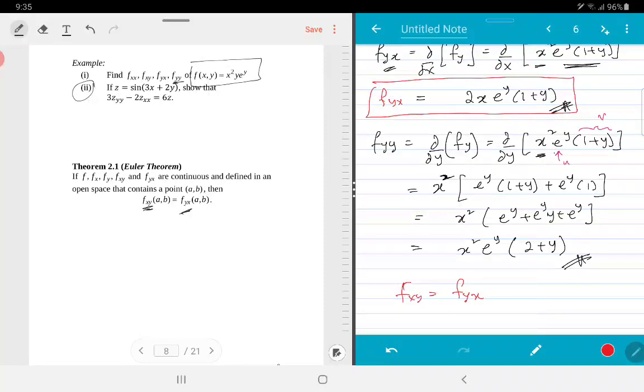So example 2 here, we'll solve this in our live class.